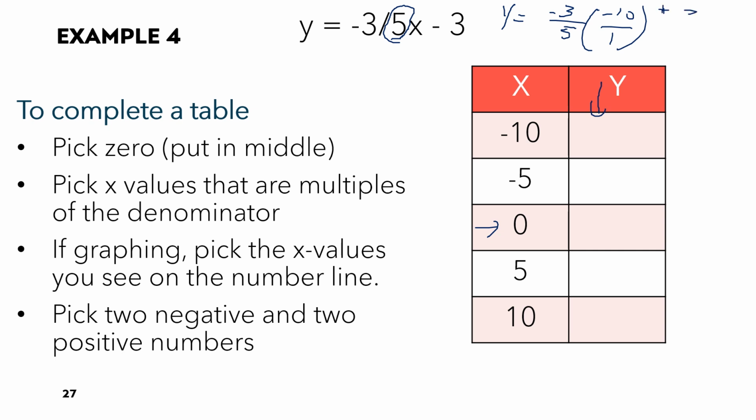3 times 10 is 30. 5 times 1 is 5. 30 divided by 5 is 6. 6 minus 3 gives us 3 for our y1.